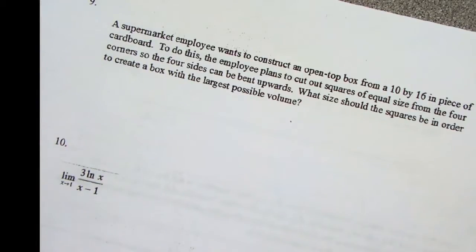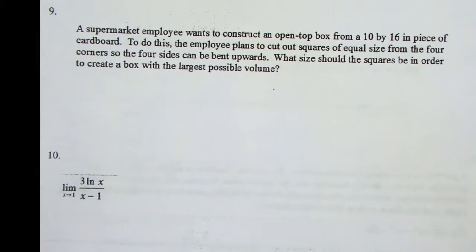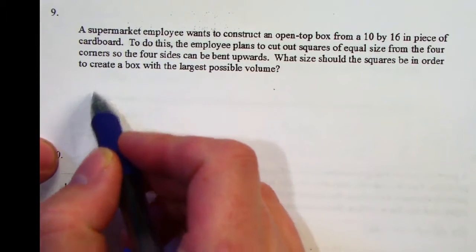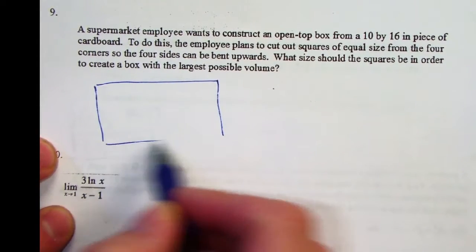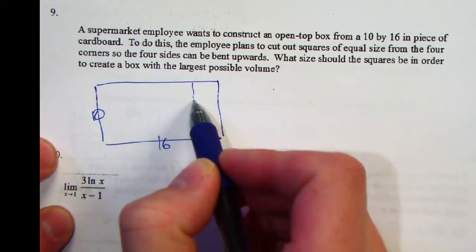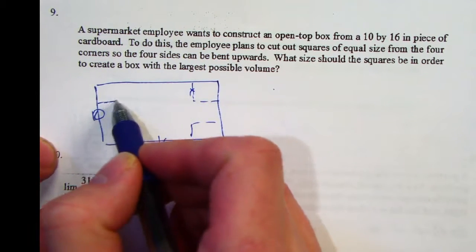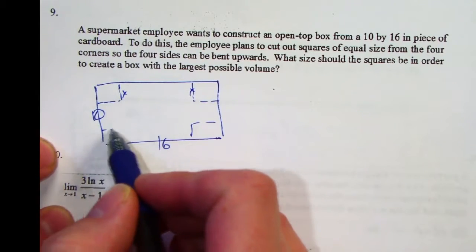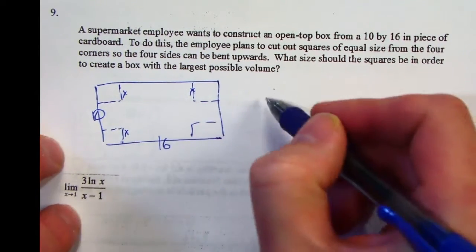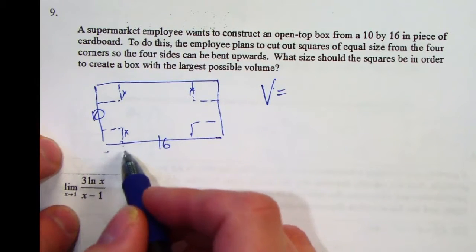All right, number 9. So we got this open box problem again. So we got a 10 by 16 sheet of paper, but I'm cutting little corners out, and I'm going to call the distance of the side of that square x. So then the volume of this box, this length is not 16 anymore.